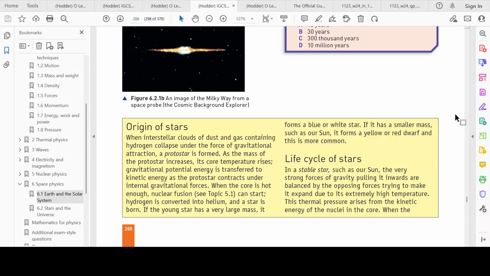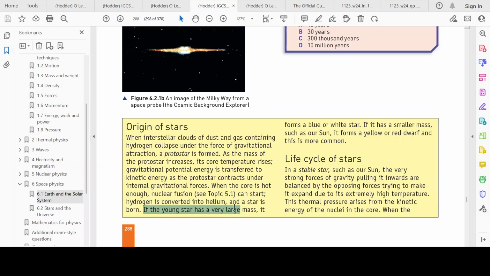So how do stars originate? When interstellar clouds of dust and gas containing hydrogen collapse under the force of gravitational attraction, something called a protostar is formed. As the mass of the protostar increases, its core temperature rises. Gravitational potential energy is transferred to kinetic energy as the protostar contracts under internal gravitational forces. When the core is hot enough, so the temperature was rising as its mass was increasing, nuclear fusion can start. Hydrogen atoms are joined together to form helium, and a star is born.